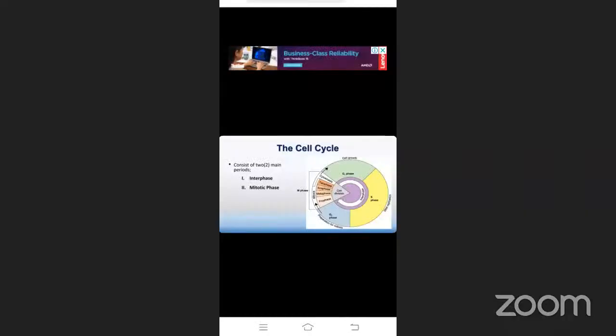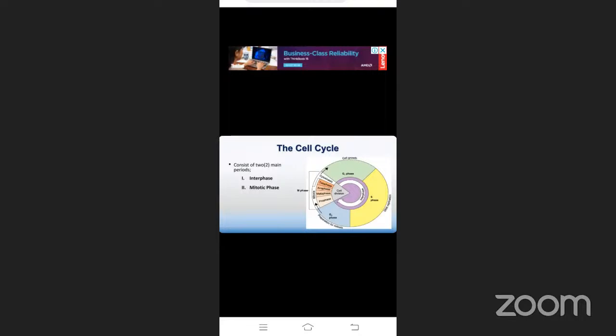Prepared for the division. So during this stage, the cell undergoes normal growth while also preparing for cell division. Synthesis of energy-rich compounds, proteins, and replication of the DNA result in an increased volume of nuclear and cytoplasmic contents.